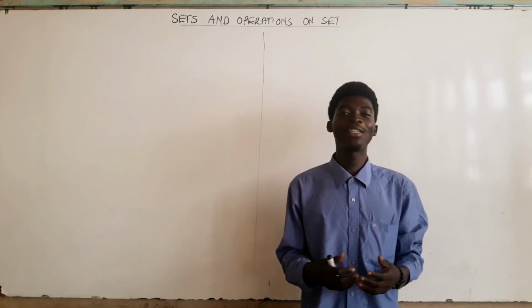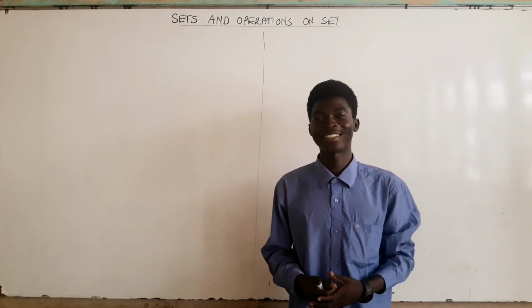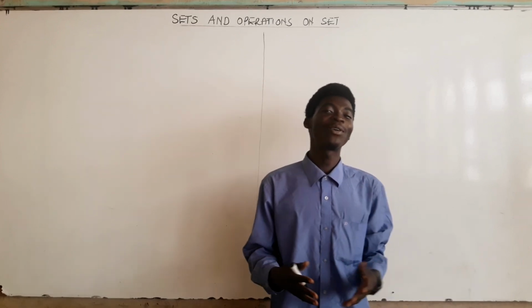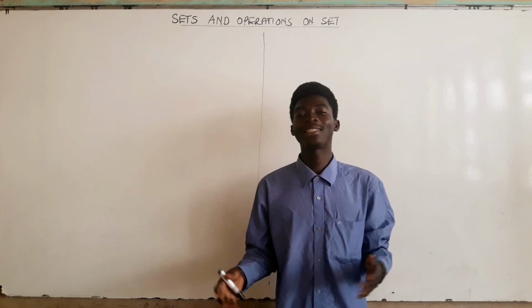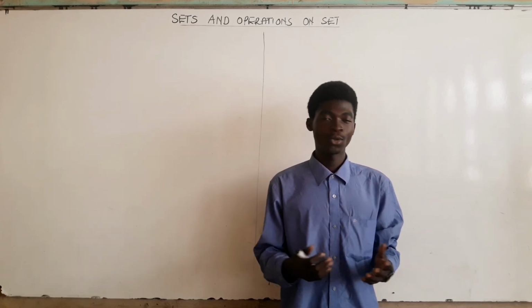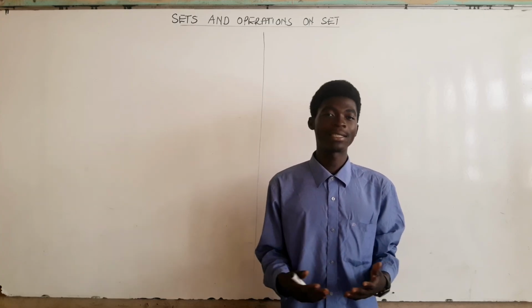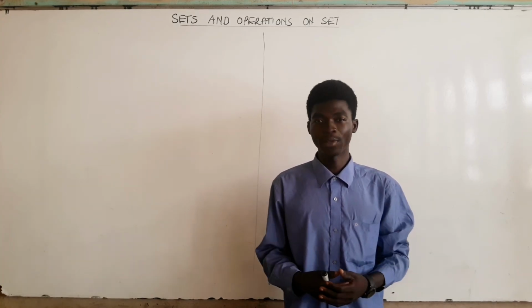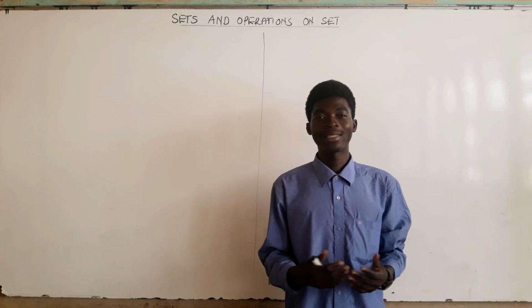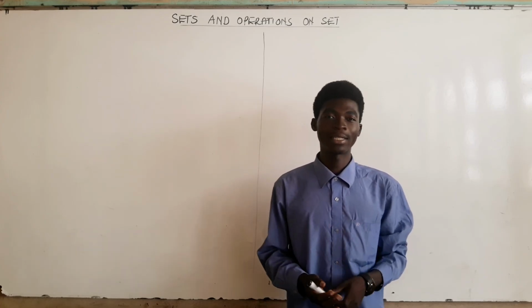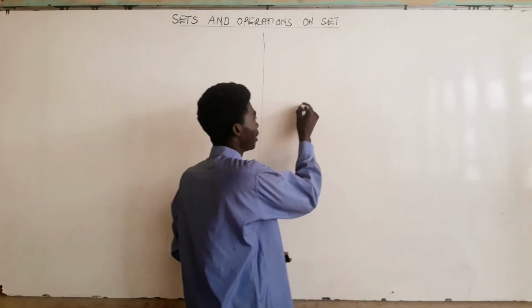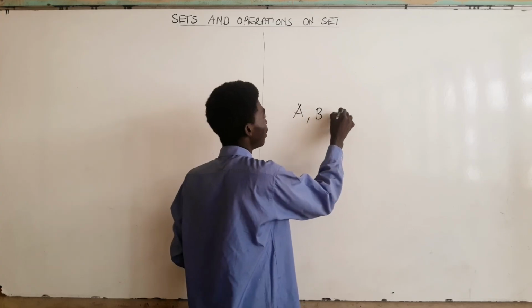So we begin with the definition of a set. What is a set? A set is any collection of well-defined and distinct elements or objects. These elements or objects can be numbers, letters, people, or any items of interest. Sets are normally denoted by capital letters such as A, B, or C.